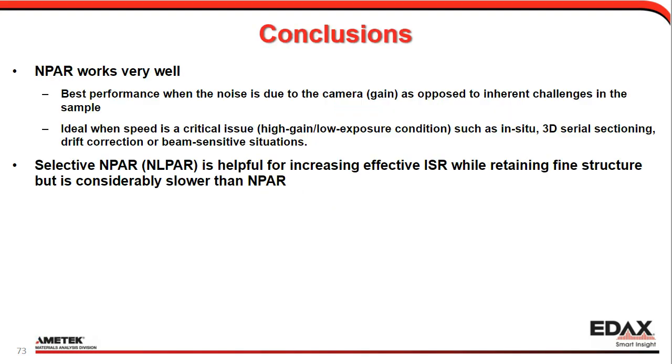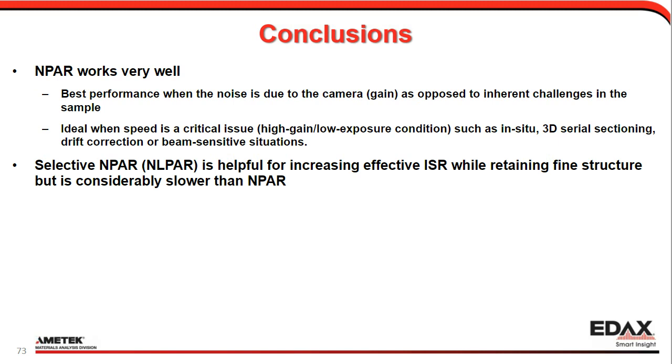So the conclusion on that is that NPAR works well. Its best performance is when the noise is due to things like camera gain, as opposed to inherent challenges in the sample. That's something we've learned. So it's ideal in cases where speed is a critical issue, so you're really going to a high gain, low exposure condition for speed.